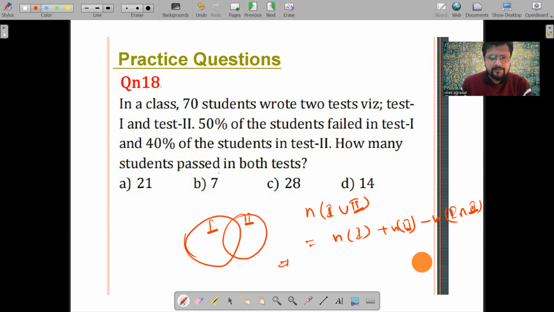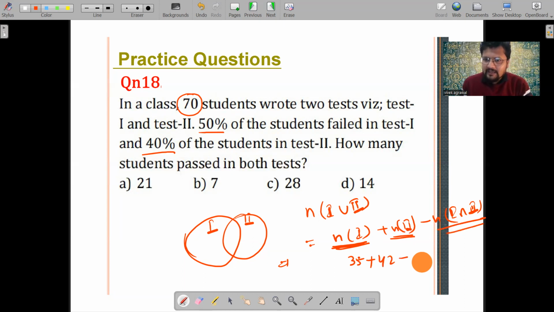See, there are two tests, right? And it's saying that 50% of the students failed in test one. If 50% of the students have failed, so obviously 50% of the students have passed, right? So the number of students who passed in test one would also be 50%, and 50% of 70 is nothing but 35. So the number of students who passed in test one is 35. The number of students who passed in the second test would be what? 40% have failed, so 60% would have passed, right? So 60% of 70, that would be 42.